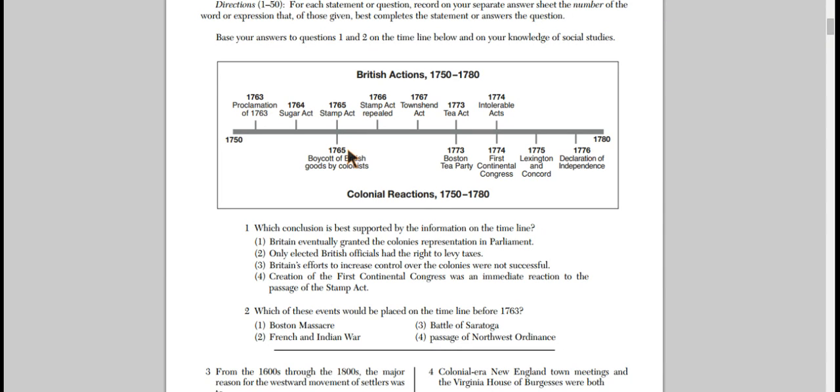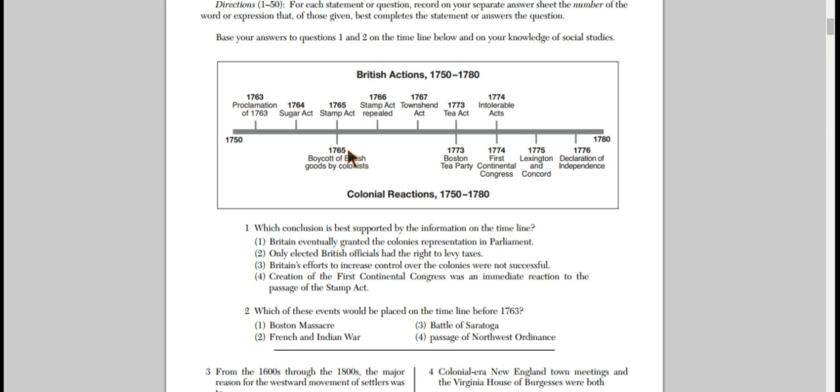Let's go back up to the top. Britain eventually granted the colonies representation in Parliament. Well, we know that didn't happen, because if that had happened, then we probably wouldn't have declared our independence, because remember, we believed that only if we had representation were those people able to tax us, and that was the whole point. So let's get rid of 1. So that leaves 2 and 3.